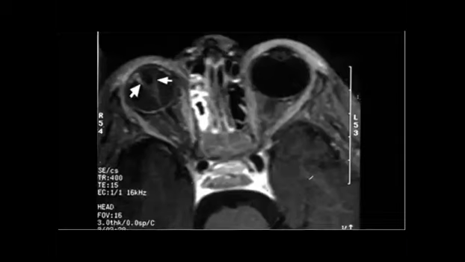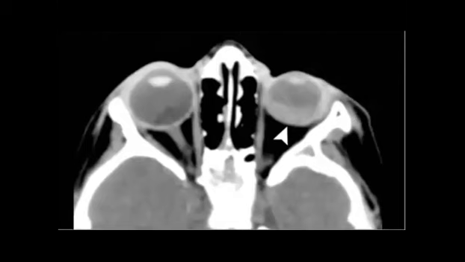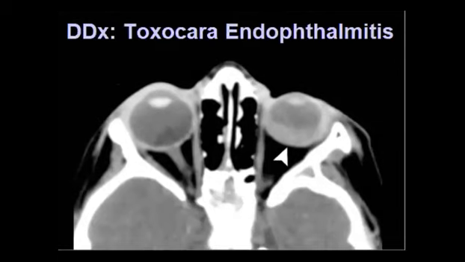Sometimes there is one type of endophthalmitis that happens in young age. It's called Toxocara endophthalmitis. Just put it in your mind. It also happens without calcifications.